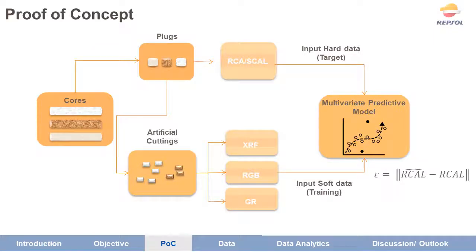Here, I present a scheme about our approximation to test the hypothesis of predicting rock physics properties from cuttings-derived fast properties. What we did was to take cores from different standard sandstones, and from them we extracted some plugs on which a routine core analysis was carried out, obtaining the porosity as the target data of our multivariate predictive model. On the other hand, artificial cuttings were generated from the plugs with an in-house developed procedure. And as I mentioned before, data from three different fields were obtained: the XRF, RGB and gamma ray. We use this as the training data of our multivariate model.